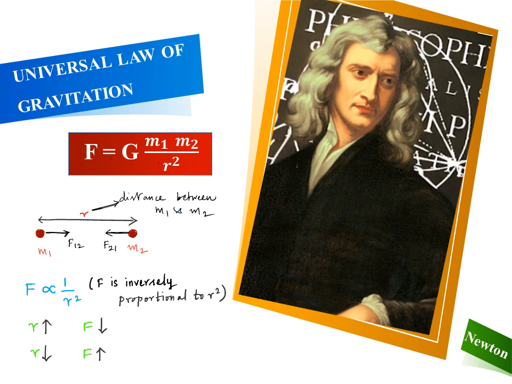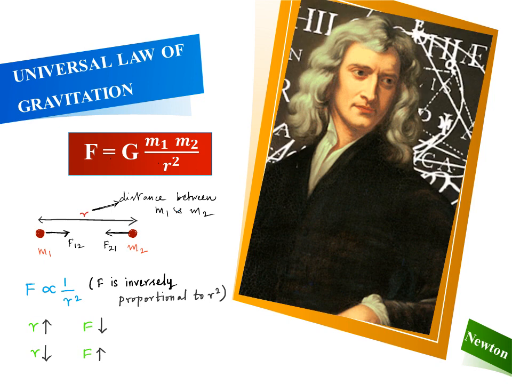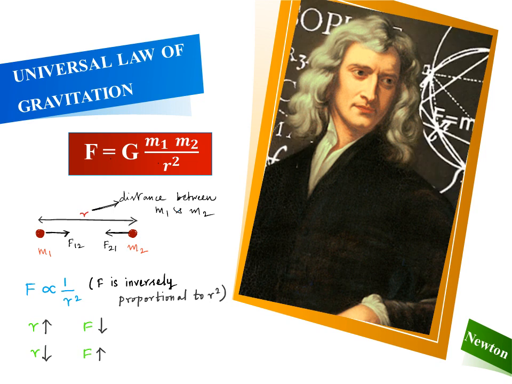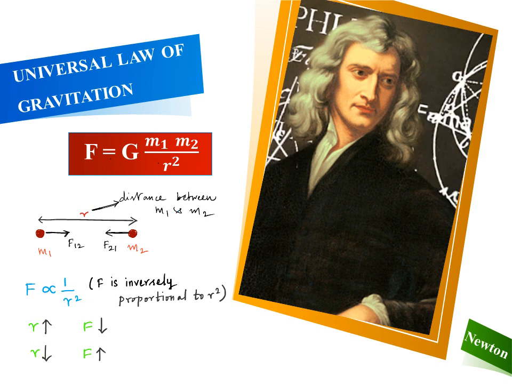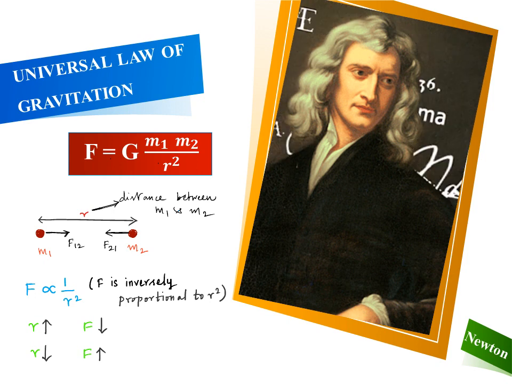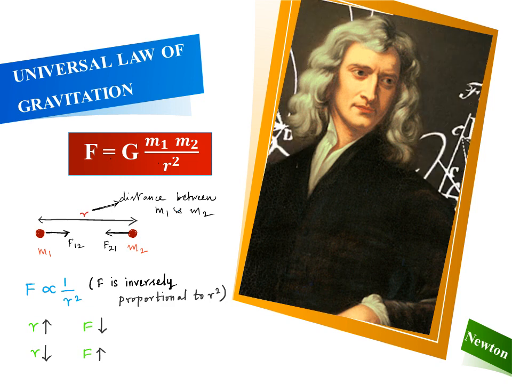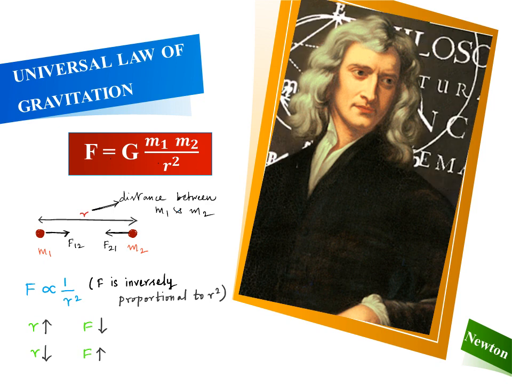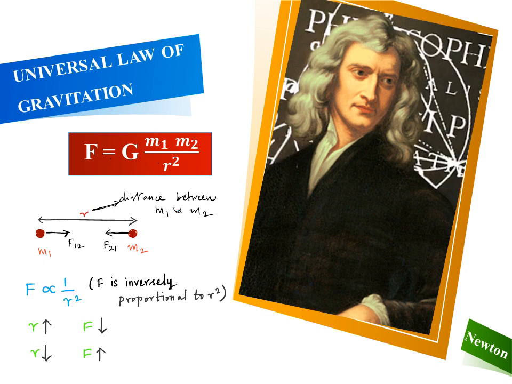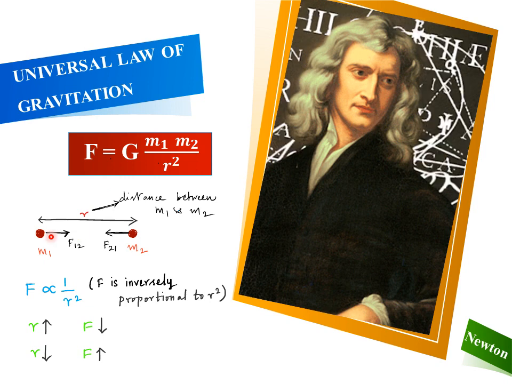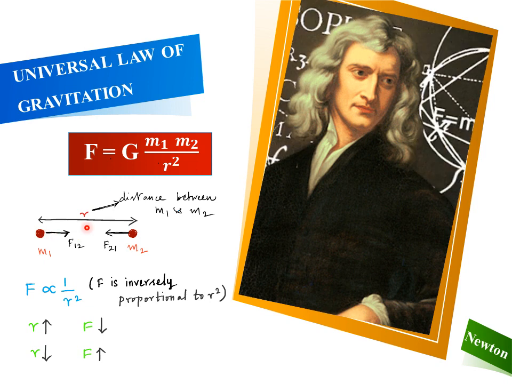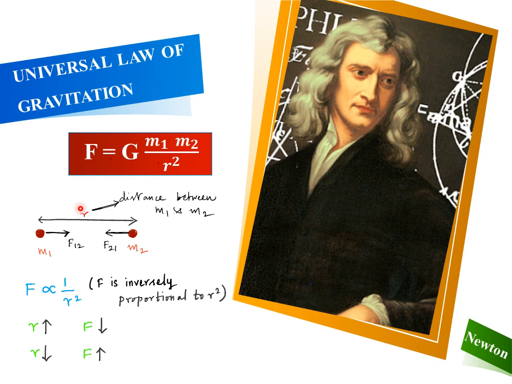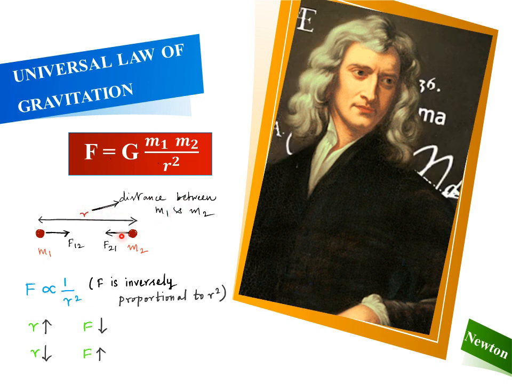Universal law of gravitation. According to Newton, the force of attraction acting between two bodies is directly proportional to the product of their masses and inversely proportional to the square of the distance between them. And the force acts along the line joining the two particles. So here we have two mass particles m1 and m2 separated by a distance r. That is, the distance between m1 and m2 is r.